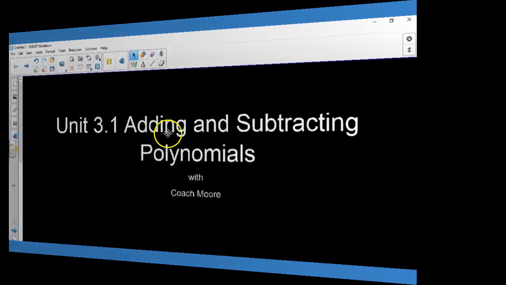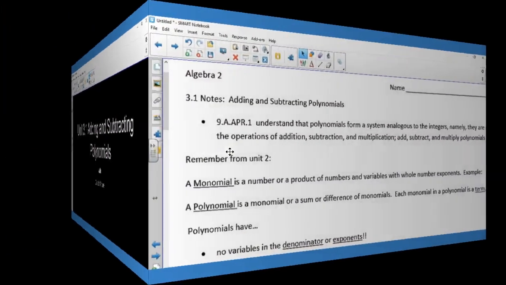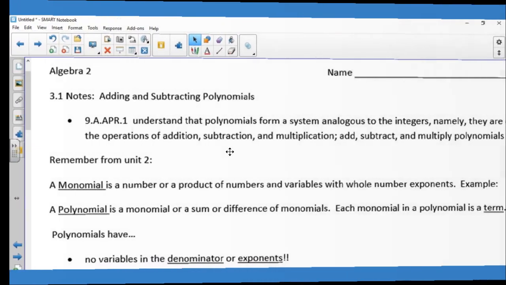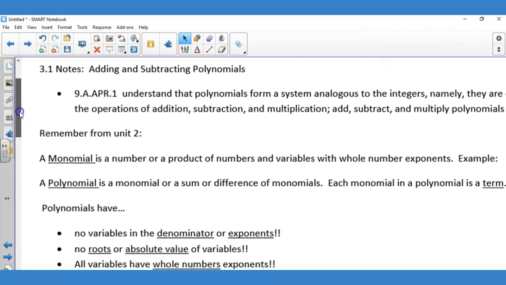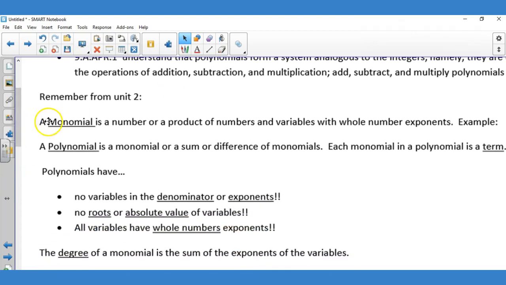Understand polynomials form a system where you can add, subtract, multiply, and divide them, guys. The main thing here for today is a monomial and a polynomial. Know these terms. They're very important to your success. I'm going to use those several times in this video and everything moving forward. A monomial, guys, is a term or a product of numbers and variables with whole number exponents.